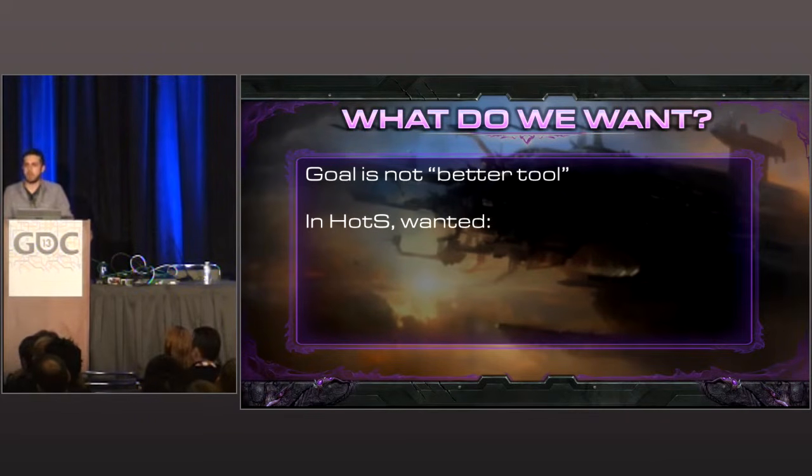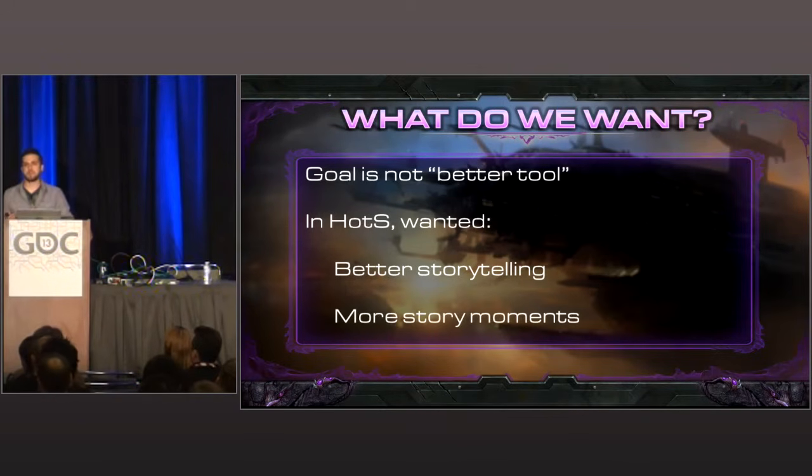So we took a step back, and we had lots of meetings and discussed, and came up with two kind of tangible goals that we can build off of. The first is we wanted to have better storytelling, and we wanted to have more story moments. OK, so now with these goals in mind, we can say, OK, well, how can we get there? And we actually looked at a couple different options. But looking at these two goals, we did decide, OK, you know what? We do want to build a new tool. We want to have a new process to support these two goals in Heart of the Swarm.